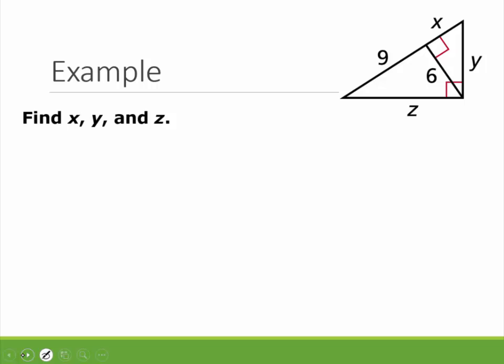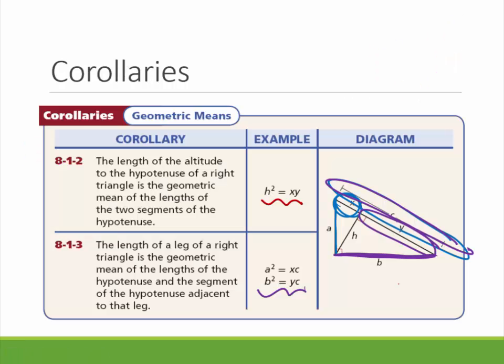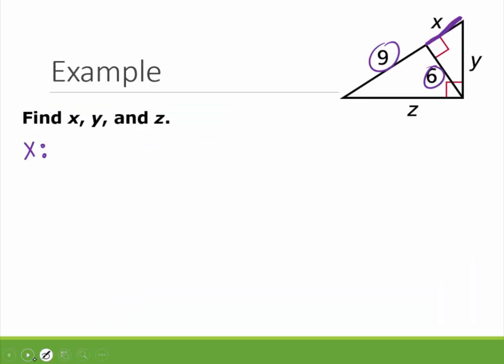I want to find x, y, and z. So let's find x first. If we look here, x is right here on the tiny little triangle, the small triangle. Now I know that's related to the 9 and the 6. We can use this corollary right here, that the altitude is the geometric mean of 9 and x. So I know that 6 squared has to equal 9 times x.